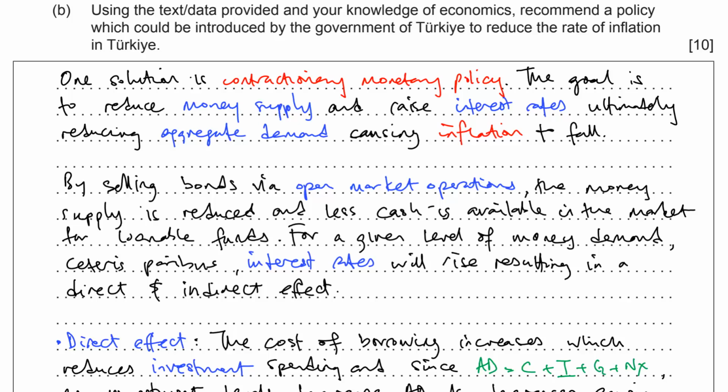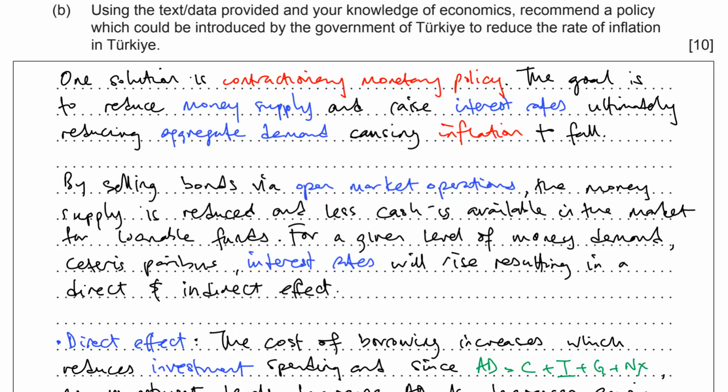Now, how do you reduce aggregate demand? Well, you can achieve that using either monetary policy or fiscal policy. Fiscal policy is where the government spends less or saves more, or increases taxes, and that's going to reduce aggregate demand. But I prefer monetary policy because I think it's easier to explain. So from a strategy point of view, I would prefer to explain monetary policy over fiscal policy.